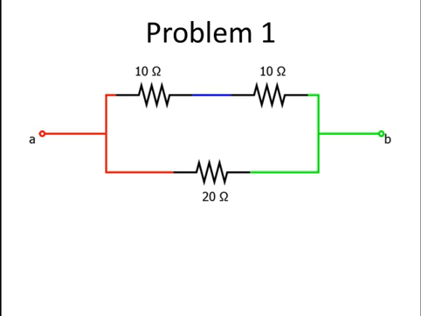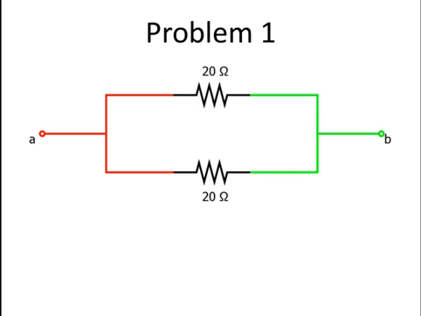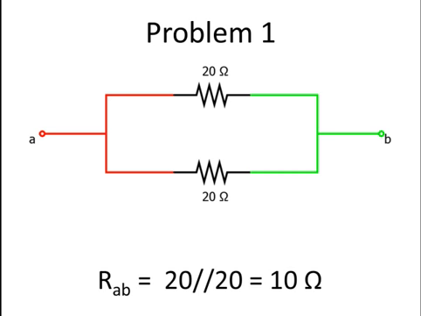For instance, you can see here that the blue node is a single branch, and so that means the top two 10 ohm resistors are in series. We can combine them by saying 10 plus 10 is equal to 20, and once we've combined those, we can see the two 20 ohm resistors are now in parallel between the red and green nodes, and 20 in parallel with 20 is equal to 10.